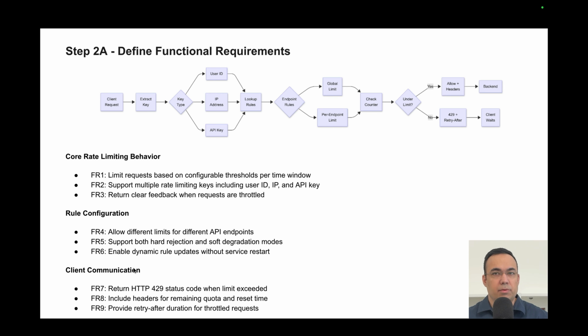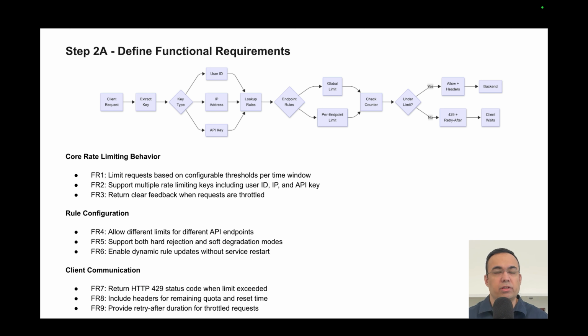Now let's move into step 2A, which is how we define our functional requirements for the interview. Functional requirements describe what the system should do from a user-facing perspective, and we should organize these into clear categories. The first category should be the core rate limiting behavior. FR1, which essentially stands for functional requirement number 1, states that we should limit requests based on configurable thresholds per time window. For example, 100 requests per minute.